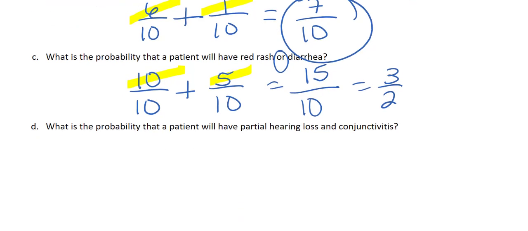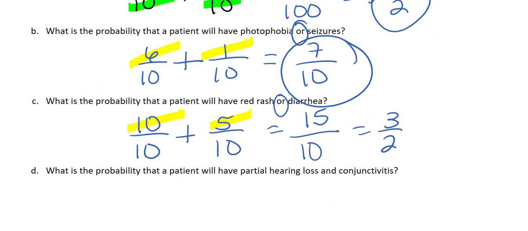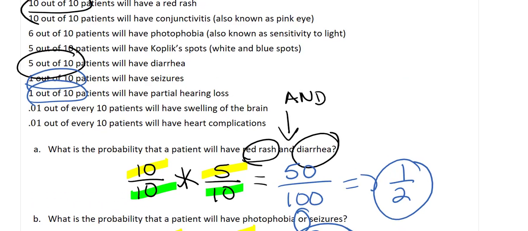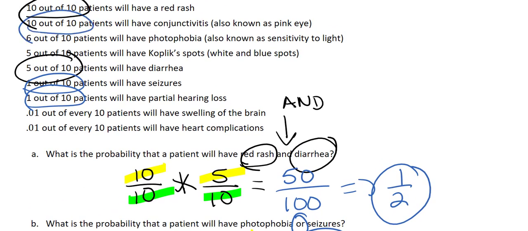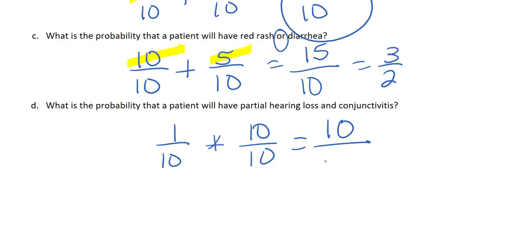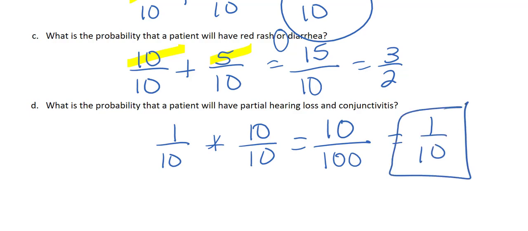Now, what's the probability that a patient will have a partial hearing loss and conjunctivitis? So hearing loss is 1 out of 10. And we go up and we see 10 out of 10. And so, for hearing loss, 1 out of 10 times 10 over 10. Well, 1 times 10, because we just multiply what's on the top, that's 10. 10 times 10, we multiply just what's on the bottom together, that's 100. So that's 1/10. And that would be our solution.